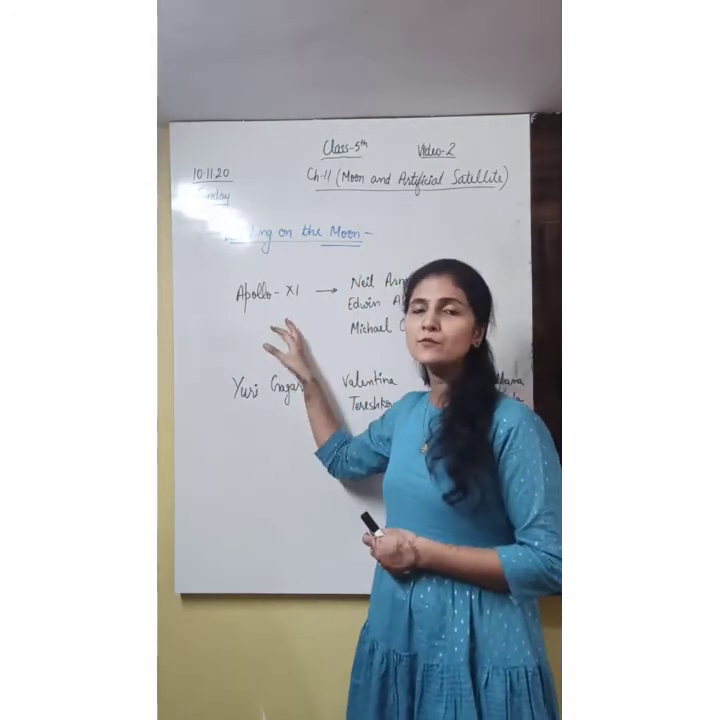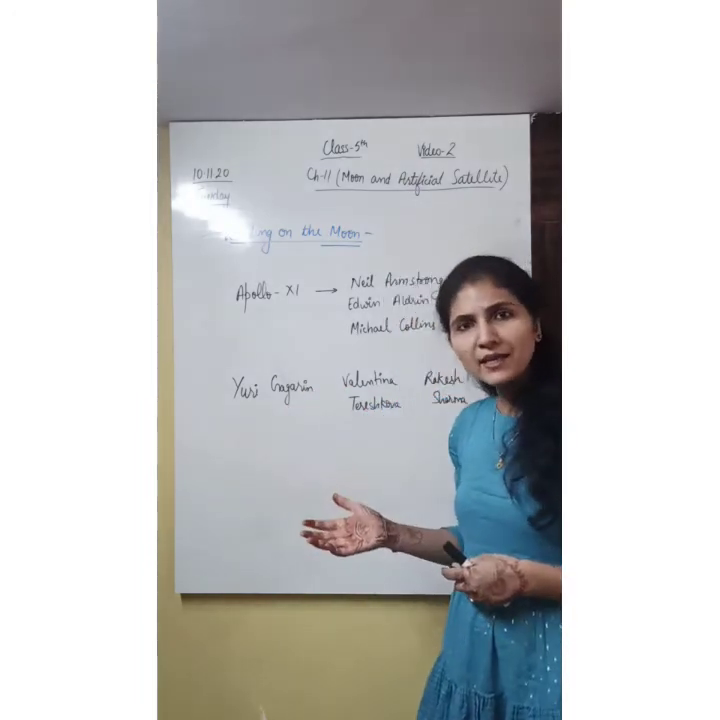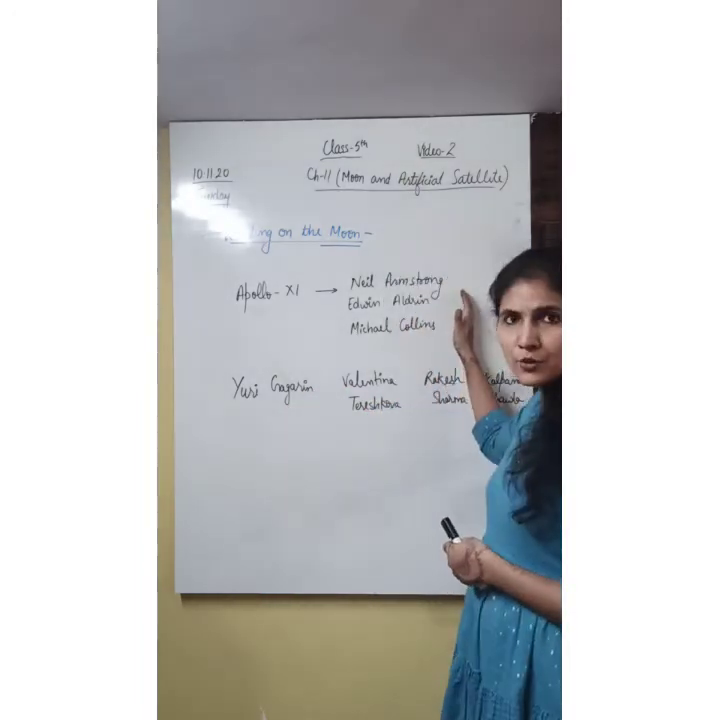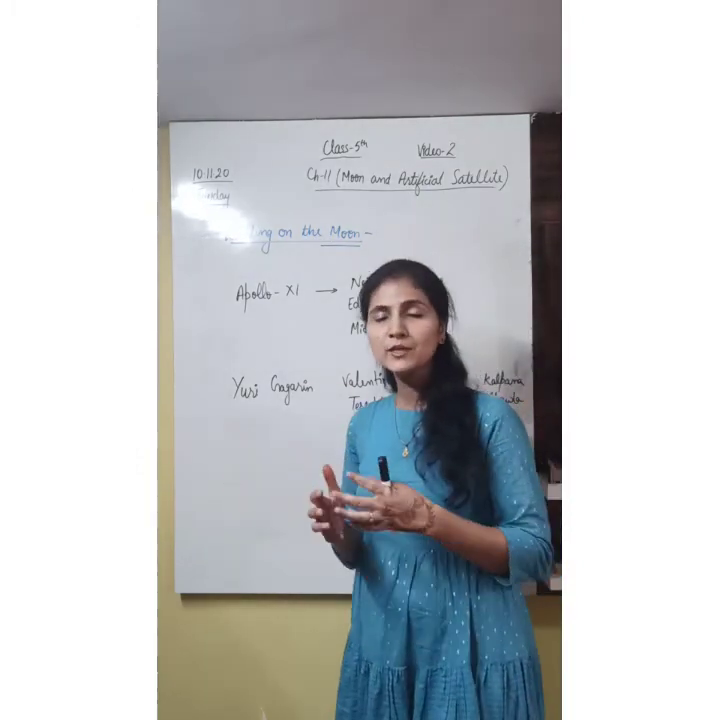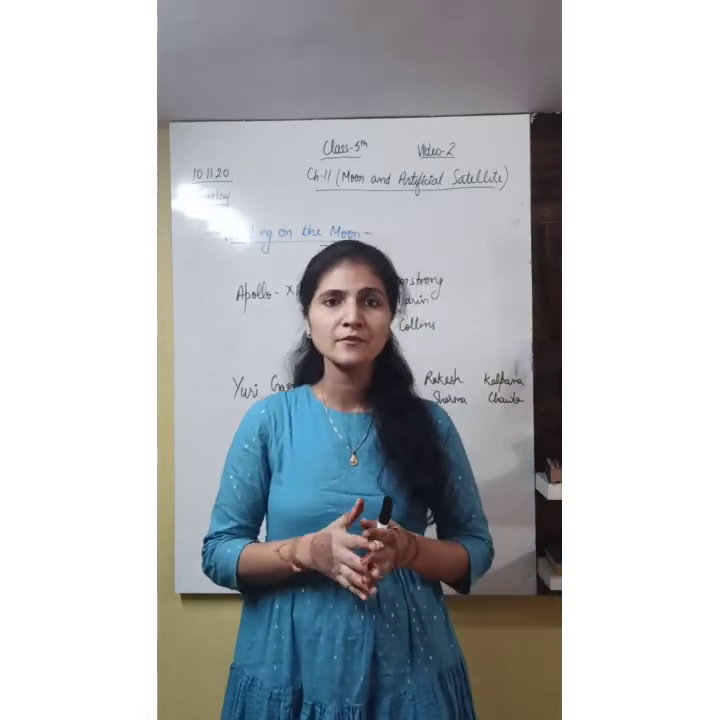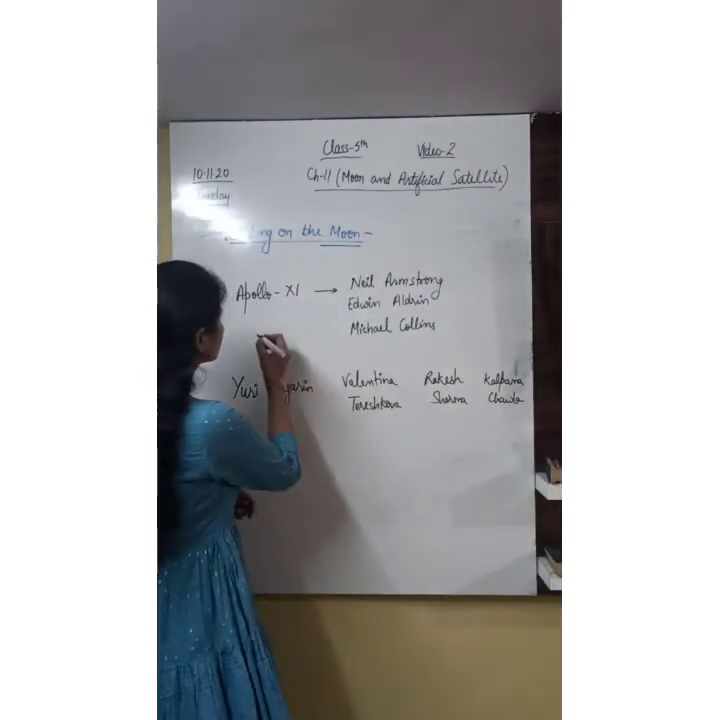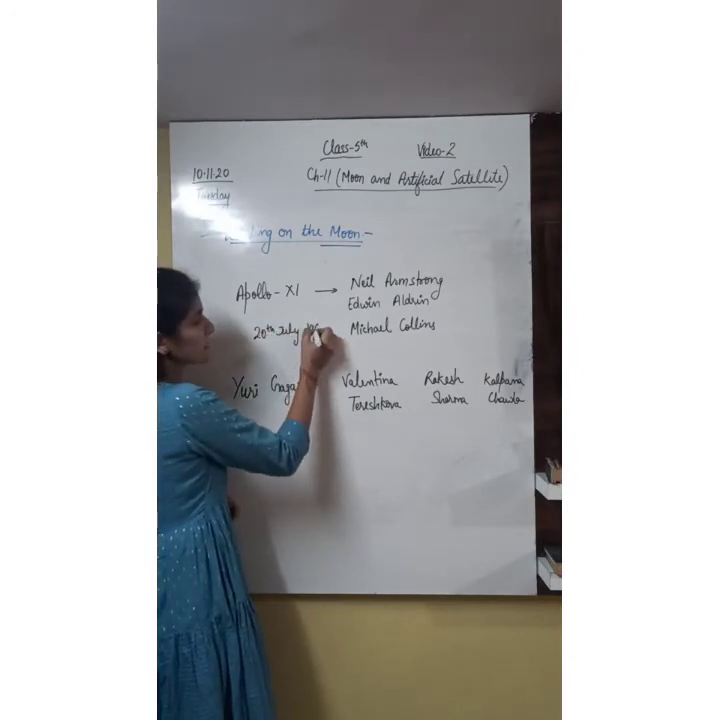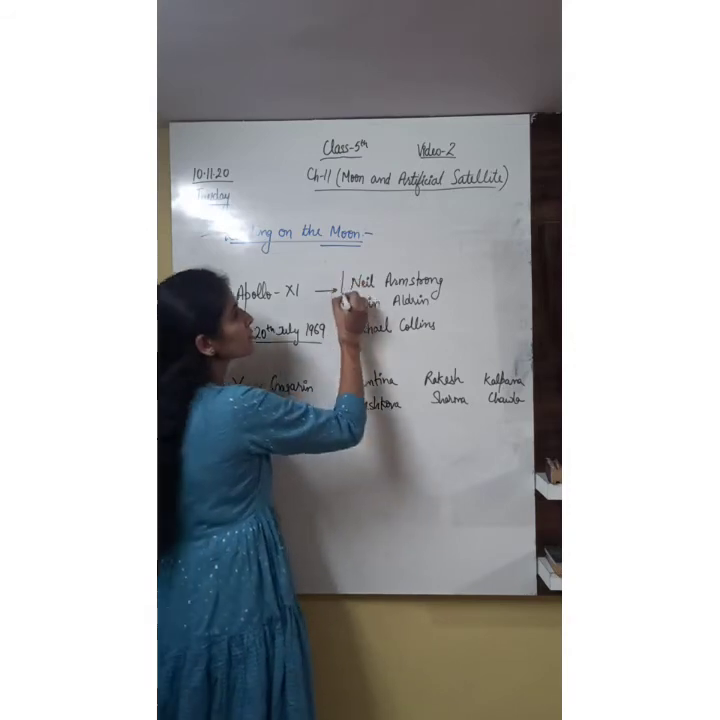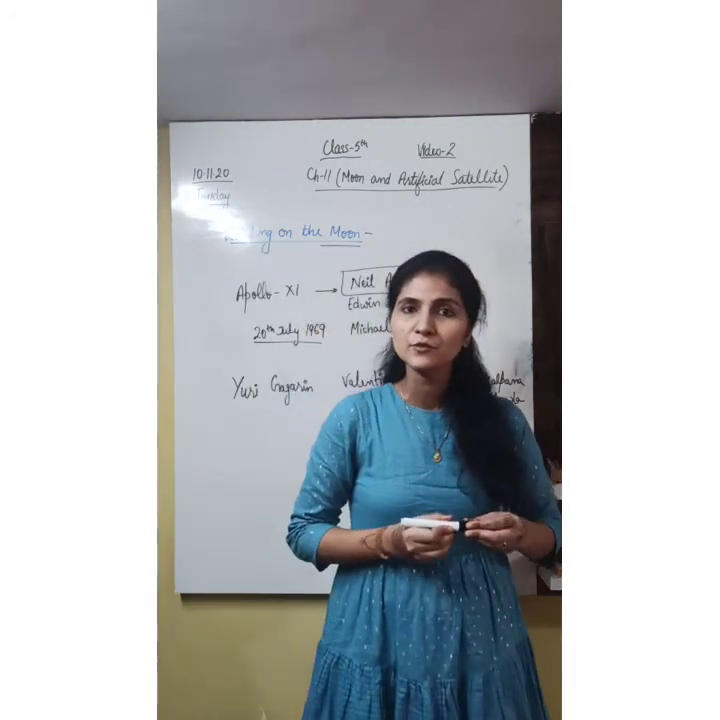Apollo 11 was a spacecraft which carried 3 American astronauts, Neil Armstrong, Edwin Aldrin and Michael Collins. So 3 scientists were there in the spacecraft which landed on the surface of the moon on 20th July 1969. And Neil Armstrong was the first scientist who landed on the surface of the moon.